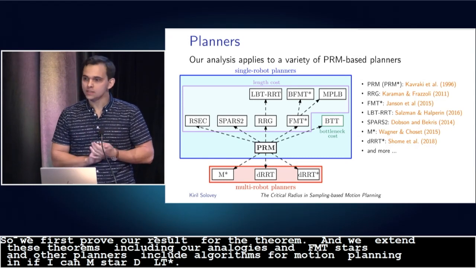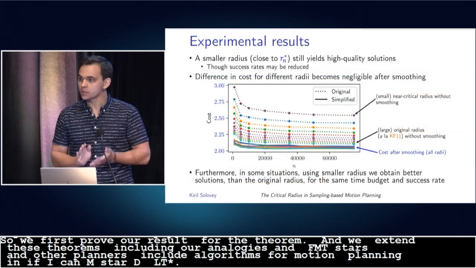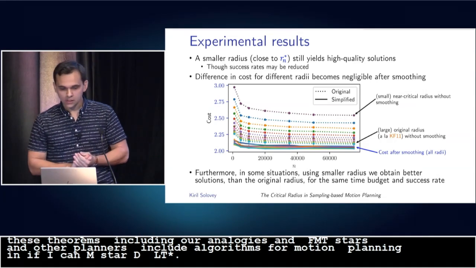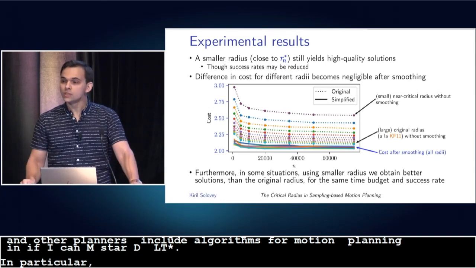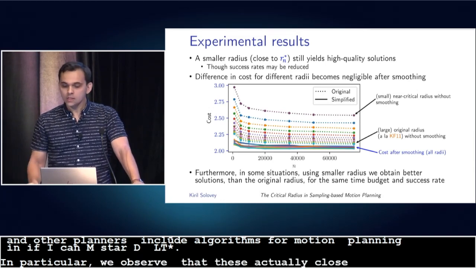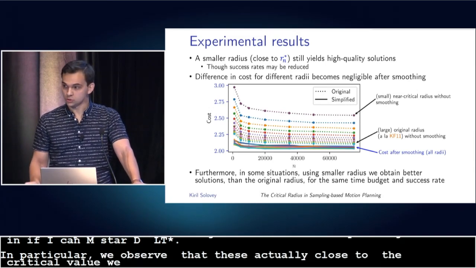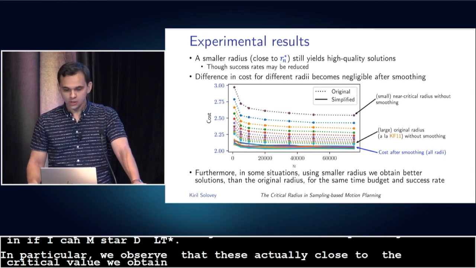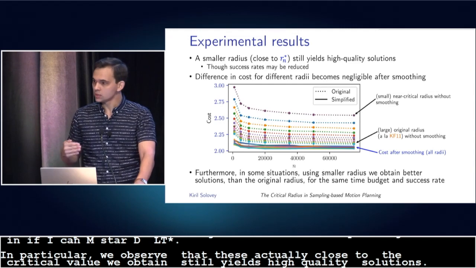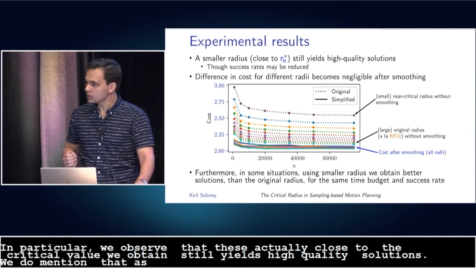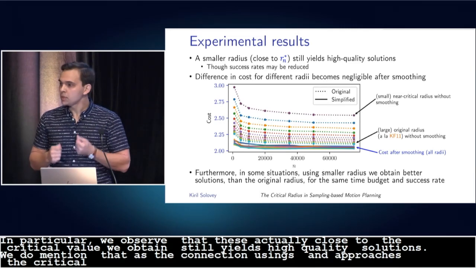We also validate our theoretical results in an experimental setting. In particular, we observed that a smaller connection radius that is actually close to the critical value that we obtained still yields high-quality solutions by the algorithm. We do mention that as the connection radius reduces and approaches the critical value, the success rate may be reduced as well.